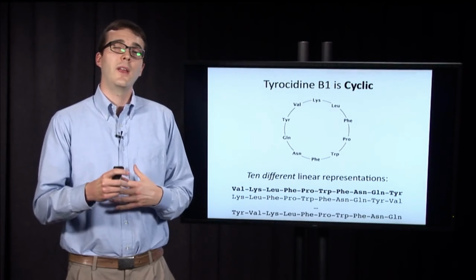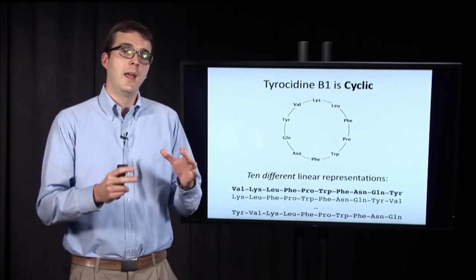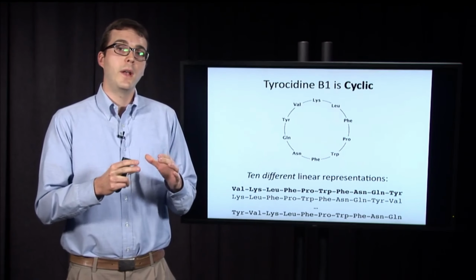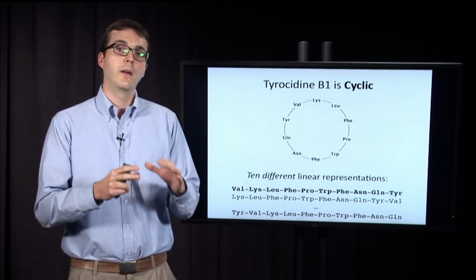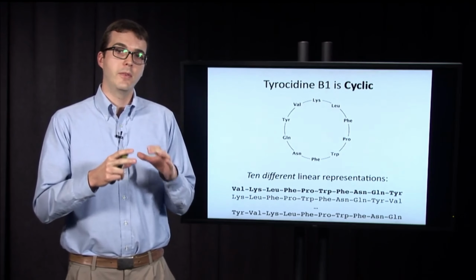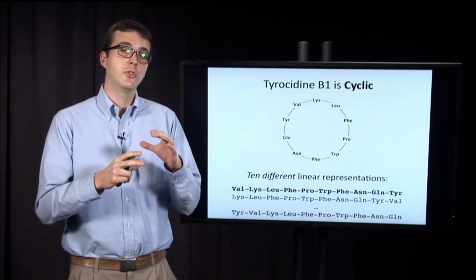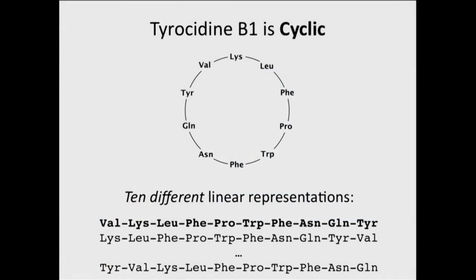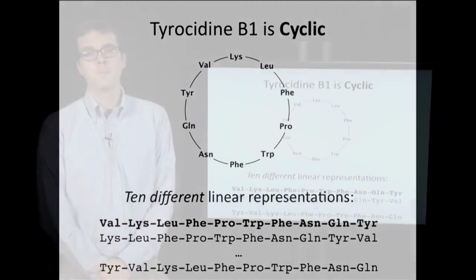We also have this additional fact that the tyrosine B1 peptide, like many peptides of its kind, is actually cyclic. So rather than just the one linear representation as a string of 10 amino acids that I've given you, we get 10 different representations depending on where we start on the string. If we start at valine, we get one representation. If we start at lysine, we get a completely different one.